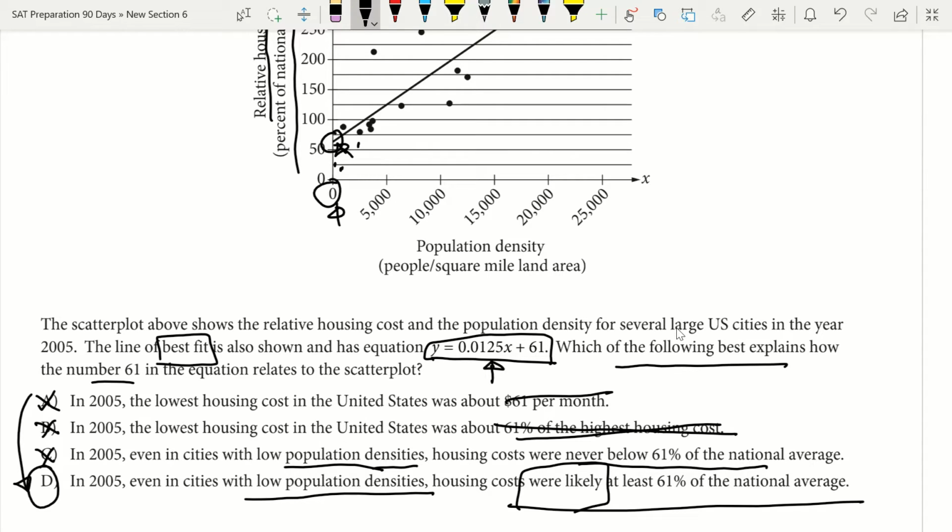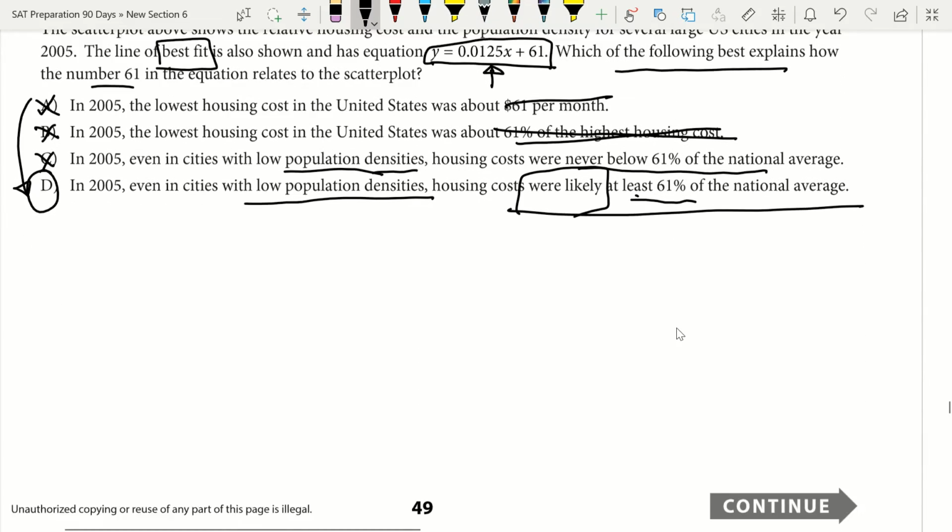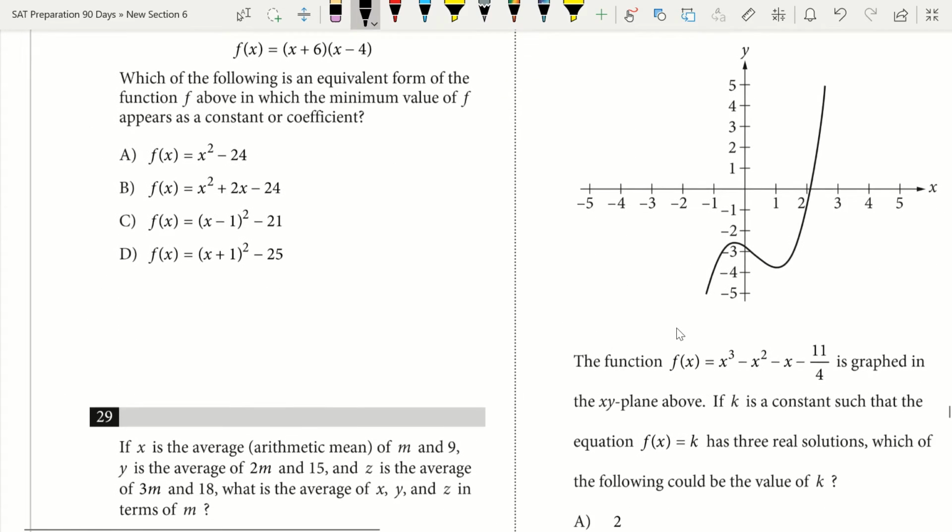We can have those points that are lower than that, but we can't have anything that fits our line of best fit lower than that, right? So it's most likely that those low density populations, their housing costs are at least 61% of the national average. That's likely according to the line of best fit, not the scatter plot. So the answer there is going to be D. All right, 28.